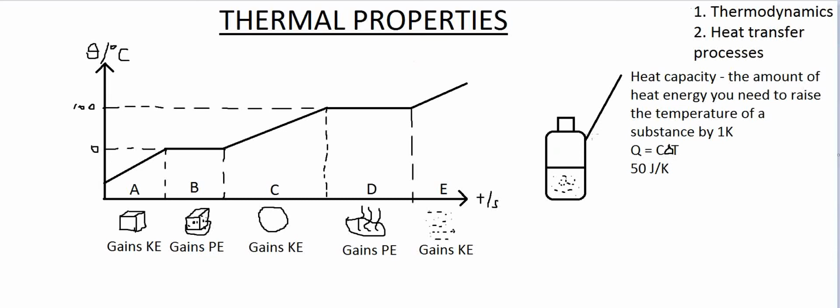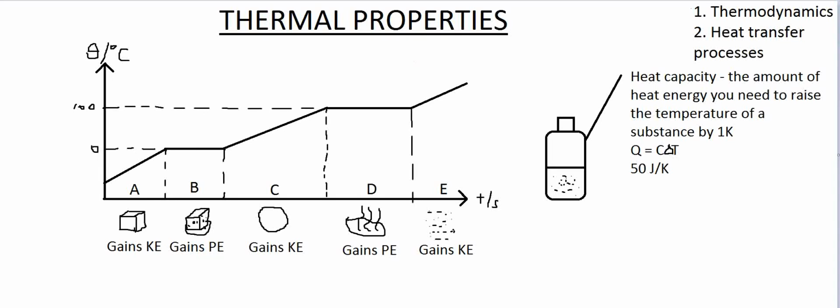And let's say I want to raise it to 30 degrees Celsius, then I need 2 times that energy. So here capital C is the heat capacity, Q is the thermal energy, and delta T is the change in temperature.